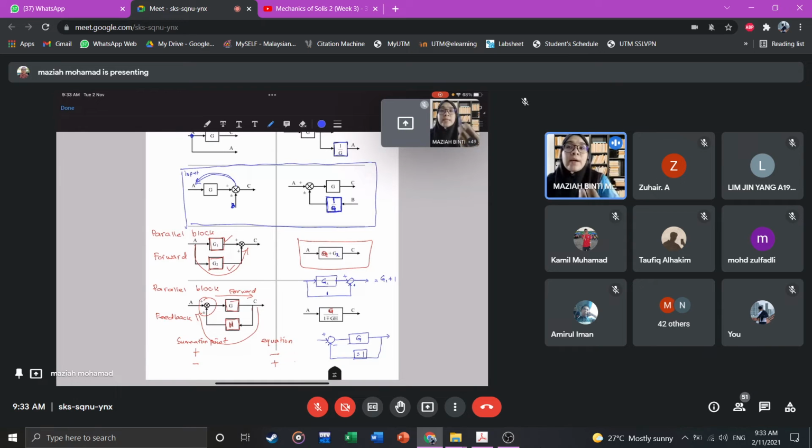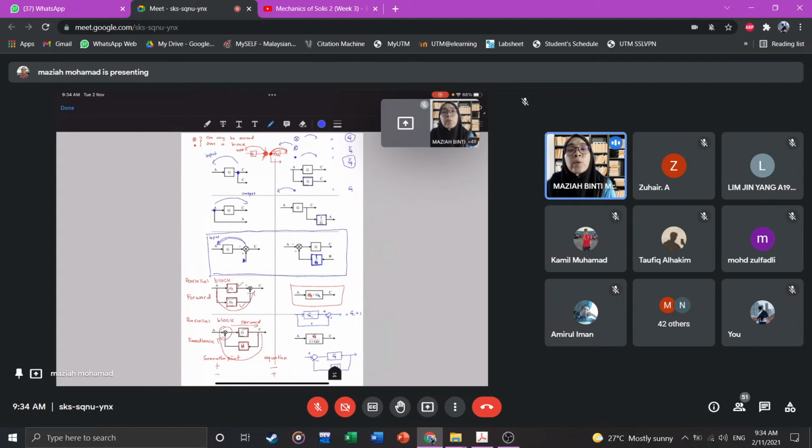So that is the five rules. Series block, you're going to multiply it. Moving a summation point, moving a pick off point, parallel forward block, you're going to add it together, and parallel feedback block, you're going to use the equation G over 1 plus or minus GH. So you need to remember these rules. We're going to use them when we simplify any block diagram.